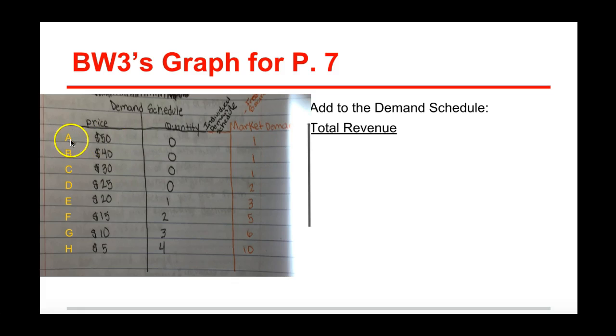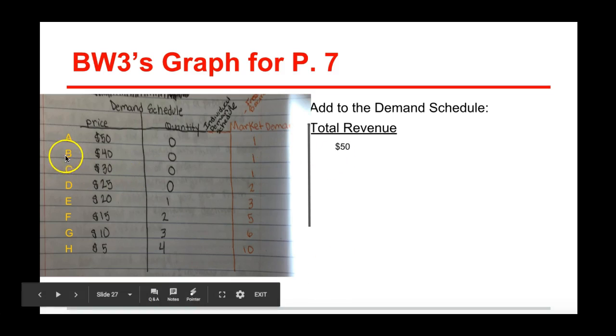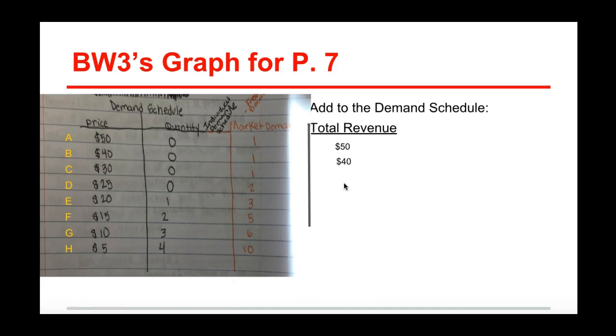Okay? So total revenue, remember, is price times quantity. At point A, we're going to take 50 times 1, so our total revenue is going to be 50. At point B, we multiply 40 times 1 to get a total revenue of 40. At point C, we multiply 30 times 1 to get a total revenue of 30. At point D, we multiply 25 times 2 to get a total revenue of 50. All right, see if you can figure out the rest of them. There's 4 of them.